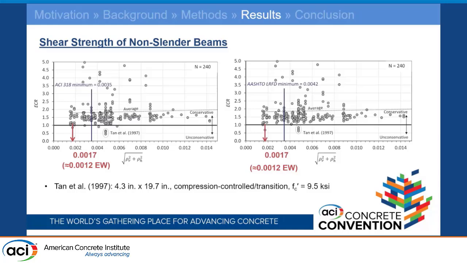There are two data points on top of one another right here that dip a little bit more below the line with ACI. The same ones dip a little bit further when you use the AASHTO provisions. That's about 0.0017 on this graph, which, if you divide by the square root of 2, works out to about 0.12% in each direction in order to achieve a conservative estimate of strength.